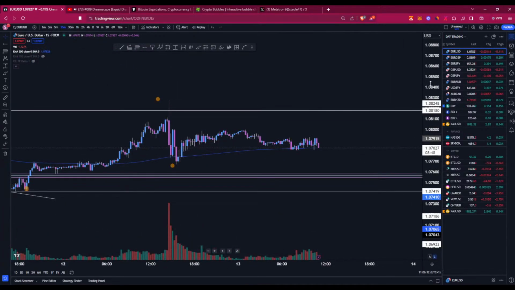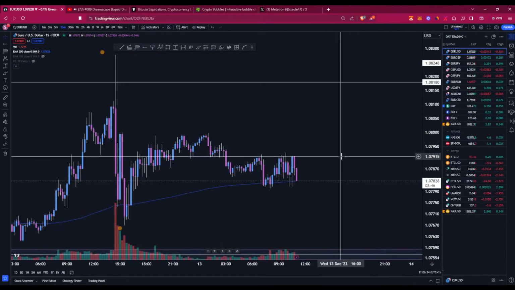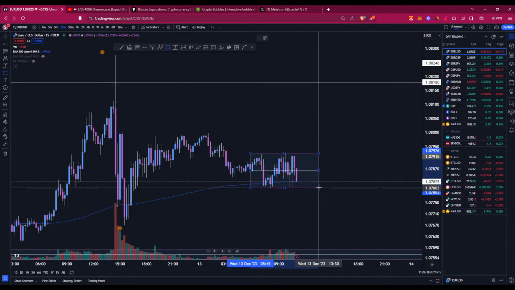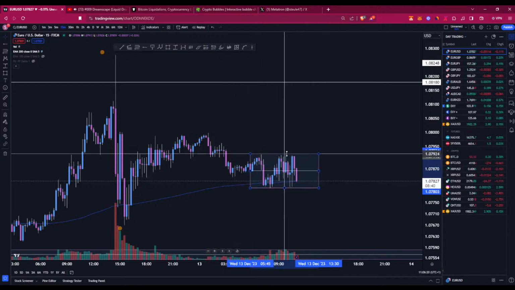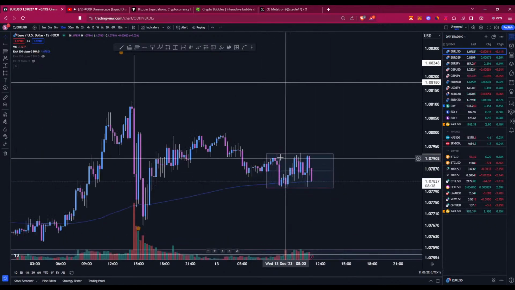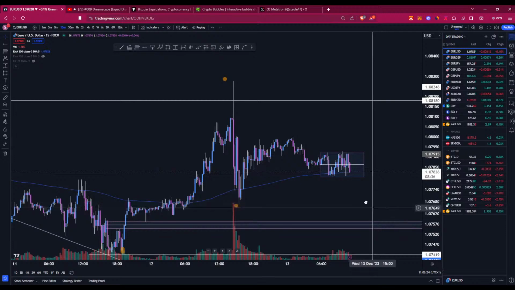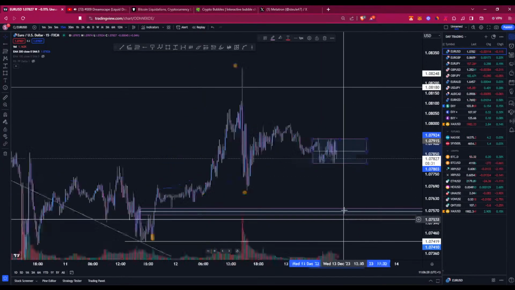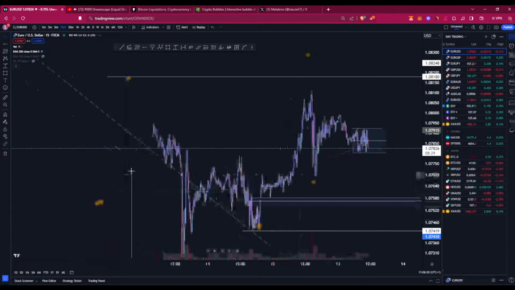Let's see on the 15-minute chart. So yeah, we have this box here. It's very easy, okay? I don't try to explain something difficult. We have this high here, we have this low here. So we're gonna sweep one of these highs and go into another direction. We have the moving average here.